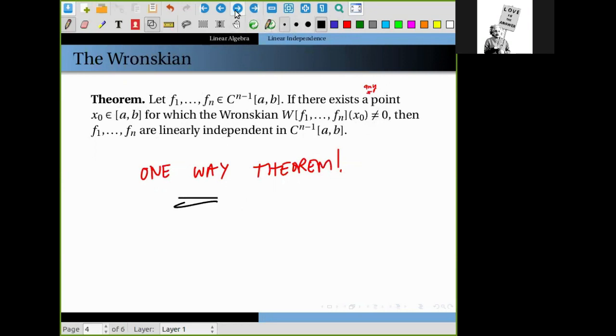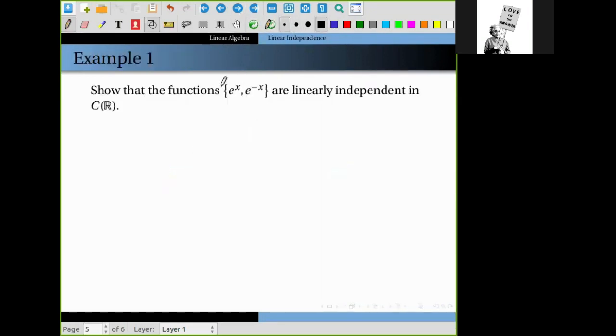So let's do a couple of examples. The first one is we want to check and see if these two functions, e^x and e^(-x), are linearly independent in C(R). This is the space of continuous functions.